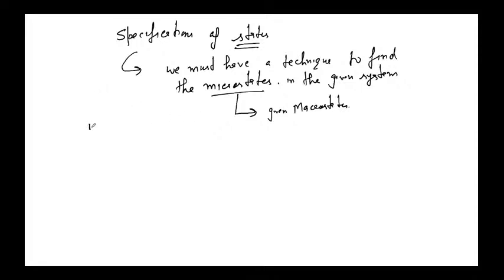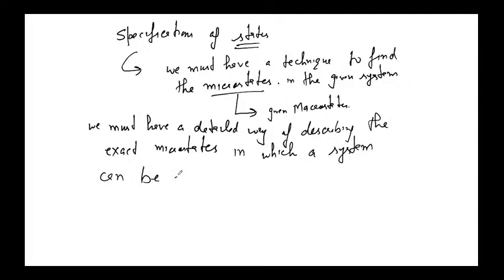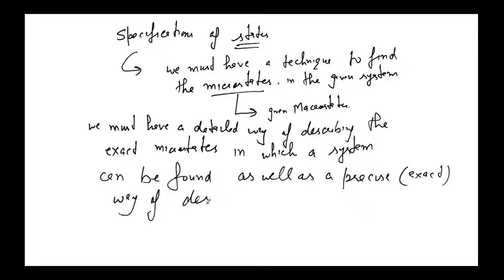So we must have a detailed way of describing the exact microstates in which a system can be found, as well as a precise, that is the closest, way of describing the macrostates of a system.